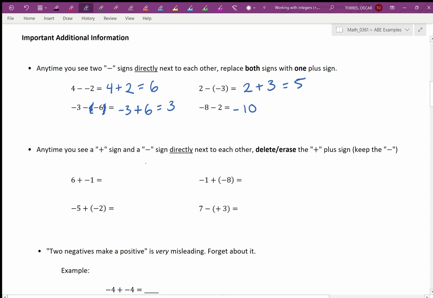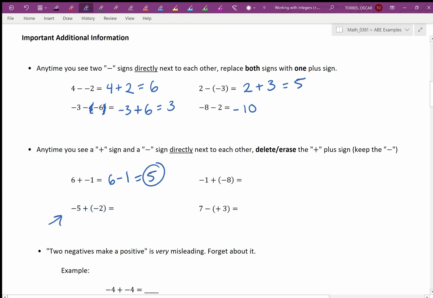So when a plus sign and a negative sign are directly next to each other, you can erase or delete the plus sign, leaving the minus sign alone. So for this example, we have 6 plus negative 1. And while you probably won't see it written in this exact way, anytime you have a plus and a minus sign, you can ignore the plus sign. So we're literally going to ignore that plus sign. We're going to treat this as 6 minus 1, and the answer would be 5. So 5 is the answer to this original problem.